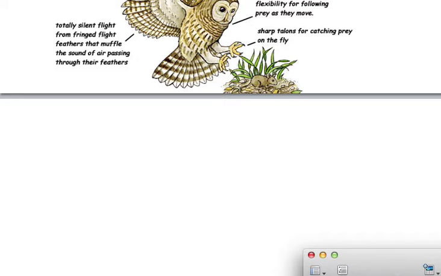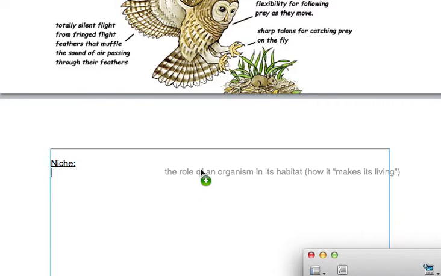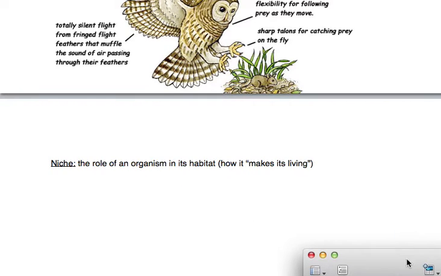You too. Our next definition is the word niche. What is a niche? A niche is basically the job of an organism. So if we talk about a habitat as an organism's home, the niche is what it does. It is the role of the organism in its habitat, how it makes its living. What is the job of an organism?